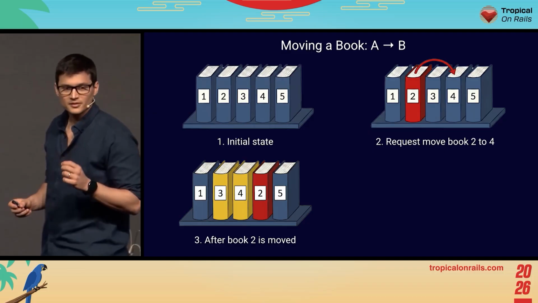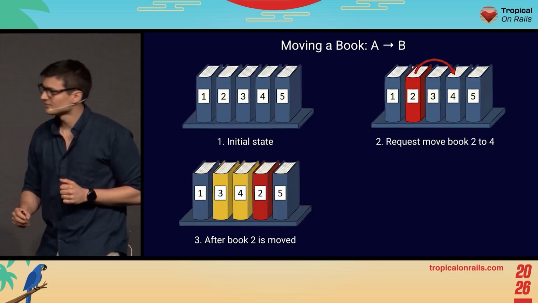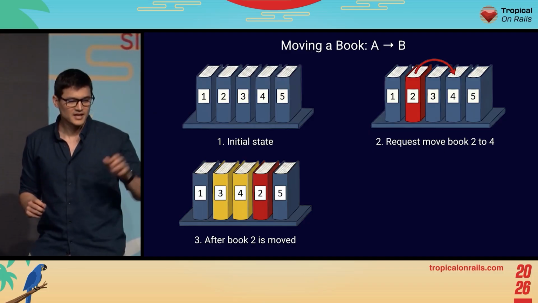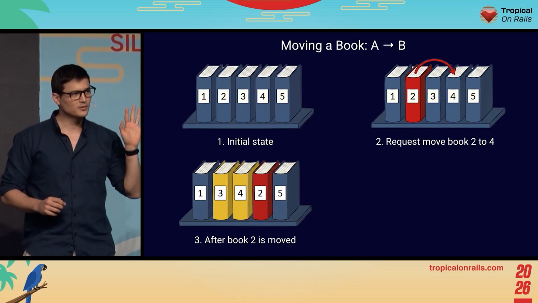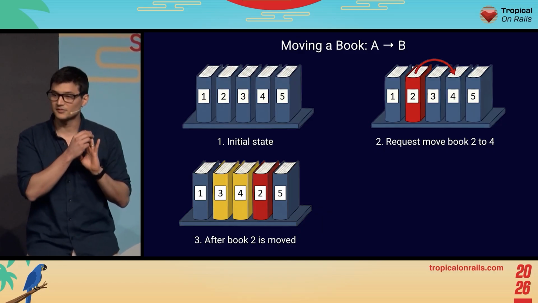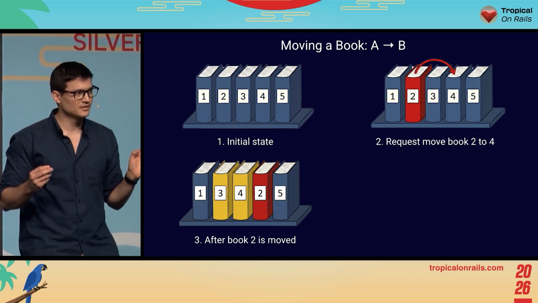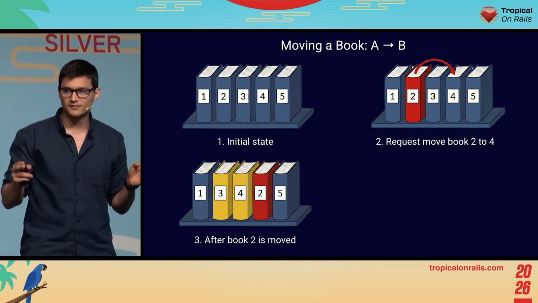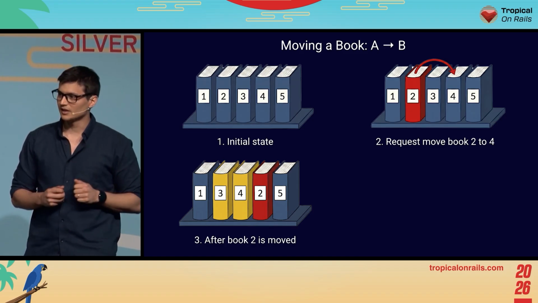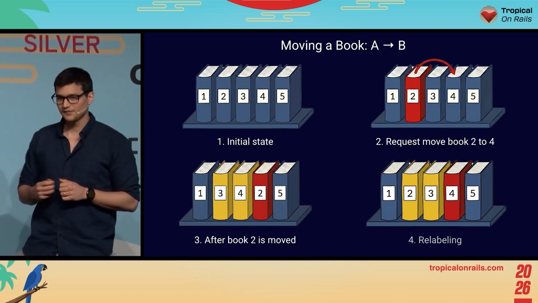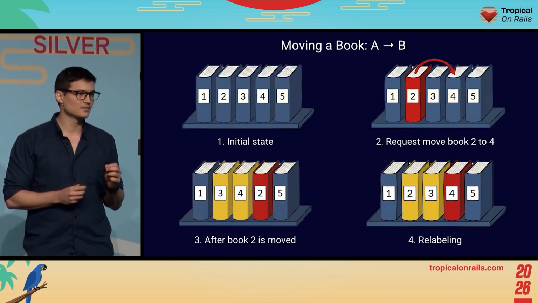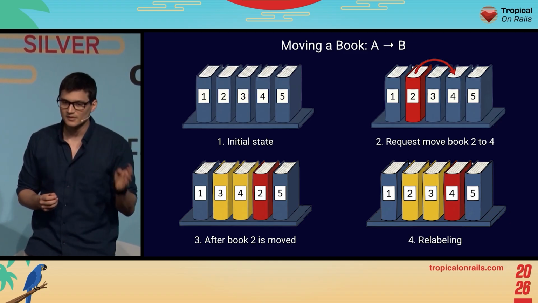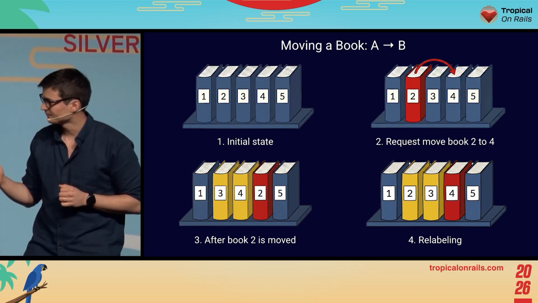What if we move a book from one position to the other? Let's look at the following example. I have 5 books, and I want to move my book number 2 to position 4. But now, I have the exact same problem. All the books between 2 and 4 have the wrong label. The fix is the same as inserting. We need to relabel the books between 2 and 4.